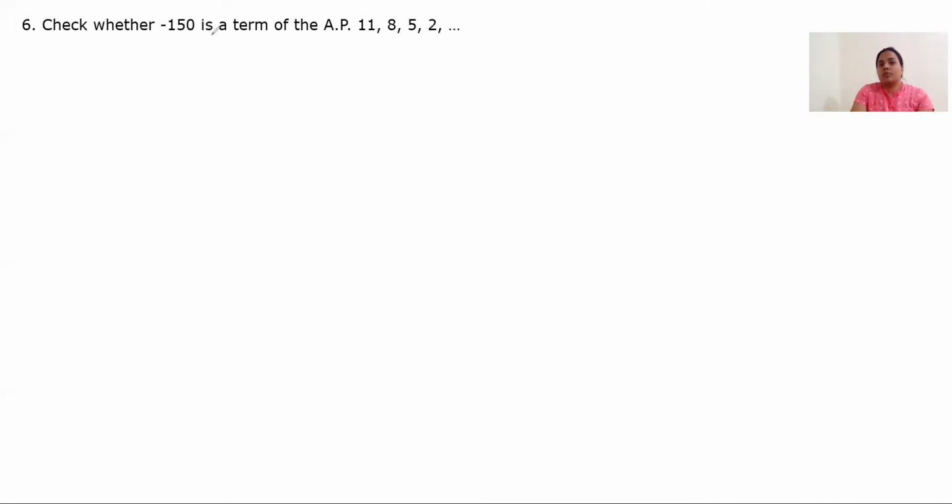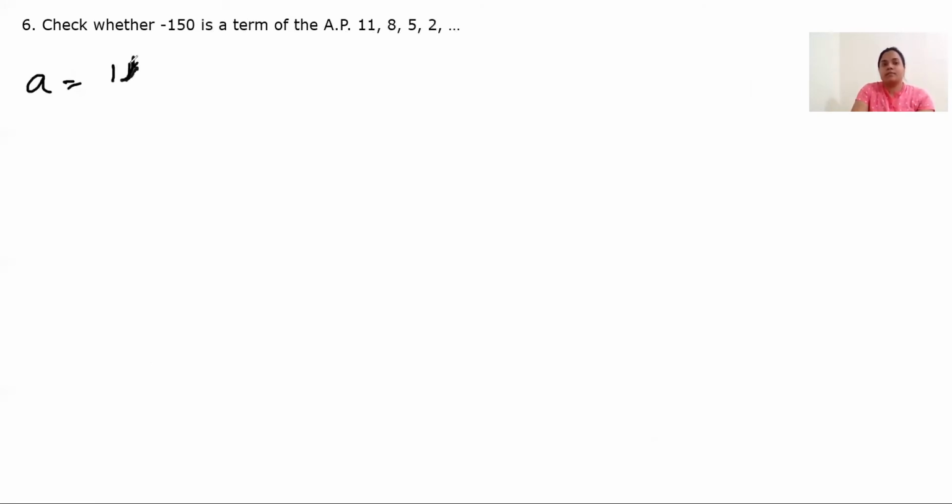Check whether minus 150 is a term of the AP 11, 8, 5. We have to check whether in this AP minus 150 will come or not. So how can we check that? We will find n. If n is a whole number, it means minus 150 is a term of this AP. If n is not a whole number, it will not be a term of this AP.